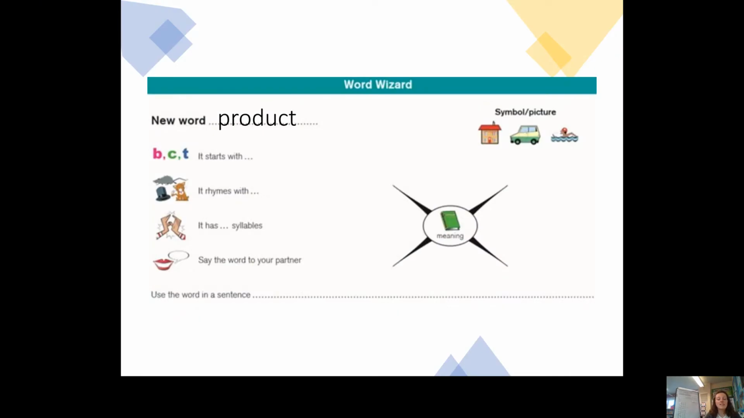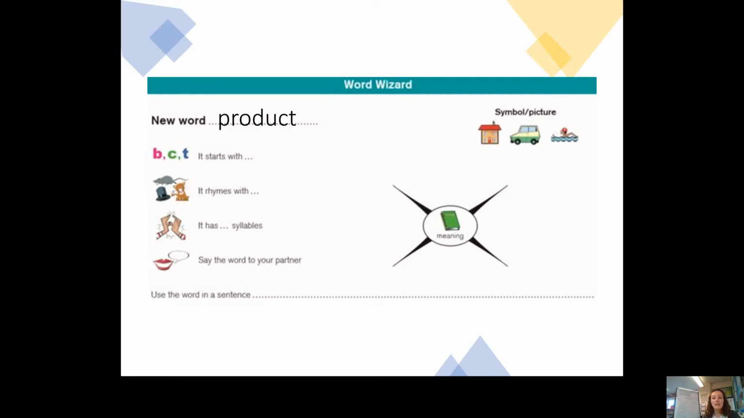Product starts with the letter P. It could rhyme with waduct, doduct, product. Lots of words to rhyme there. How many syllables has it got? Product. 2 syllables. Now, turn to the person you're next to. Product. What do we think the word product might mean? Now, think back to December. We did talk about this.